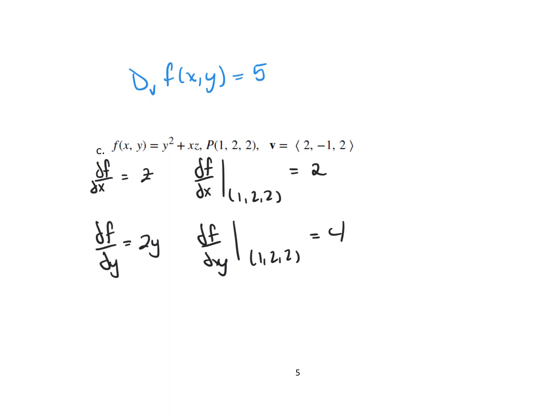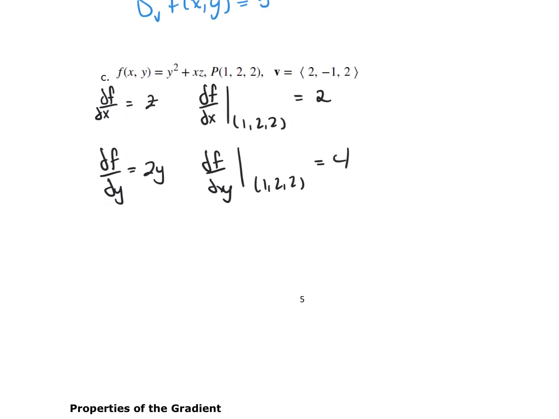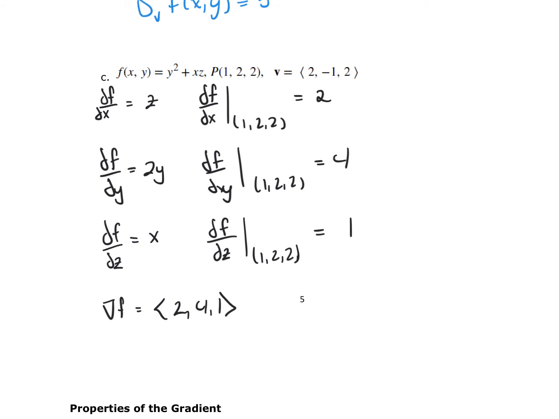Now, the last thing we have to do on this one is find the partial derivative with respect to z. And you're thinking, but wait a minute, this is only x and y. Well, yeah, it's only x and y, but I'm given the point x, y, and z, and I'm given a vector that has i, j, and k. So I do have to find this derivative with respect to z. And when I find it, it's just going to give me x. Evaluate it at the point 1, 2, 2, and this is just going to give me 1. So now I've found my gradient. So my gradient of f is going to be the vector 2, 4, and 1.